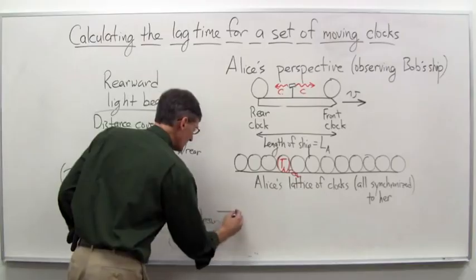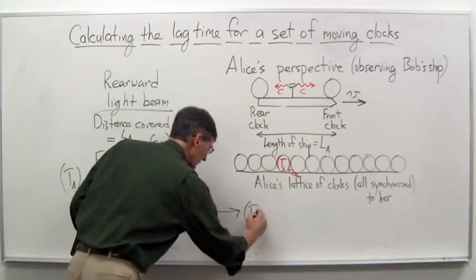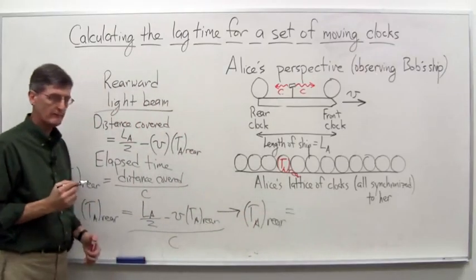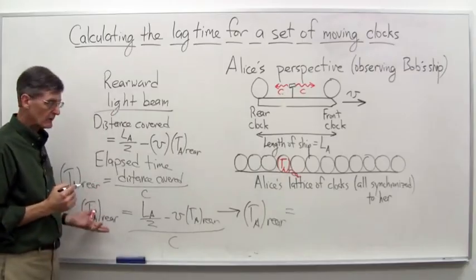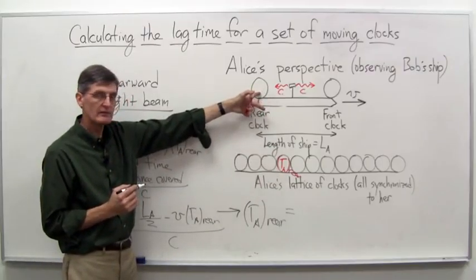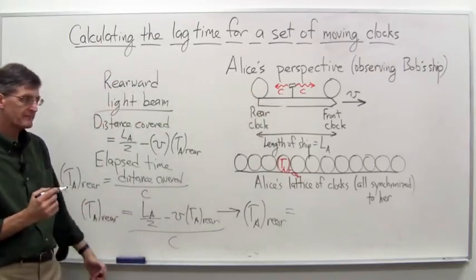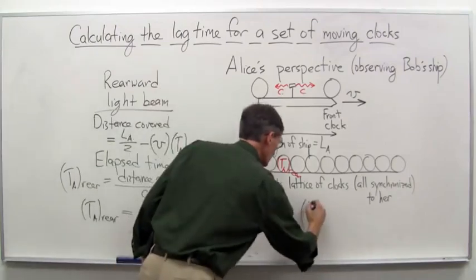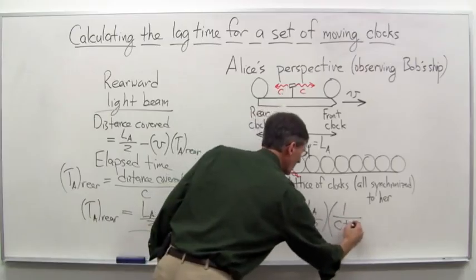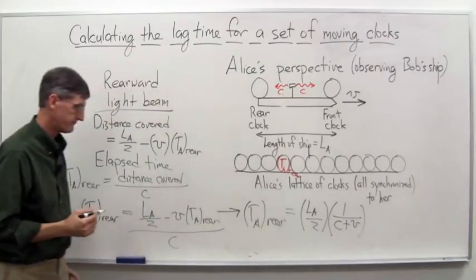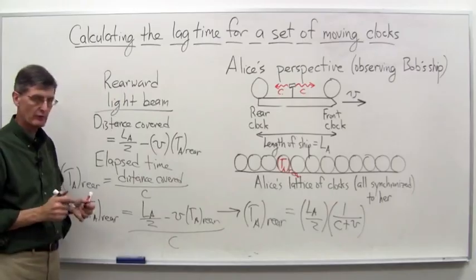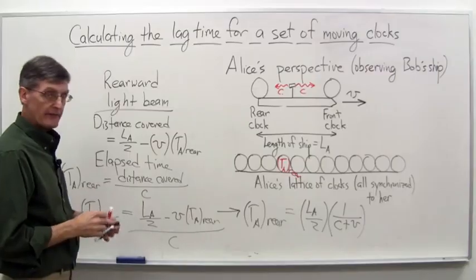If you do that, here's what you find, so you can check your answer here. We can find Alice's clock when the rearward going photon hits the rear clock on Bob's ship, is LA over 2, 1 over C plus V. Okay, so we'll go from there to there, a couple lines of algebra. Okay, so we say, great, we've got that part.